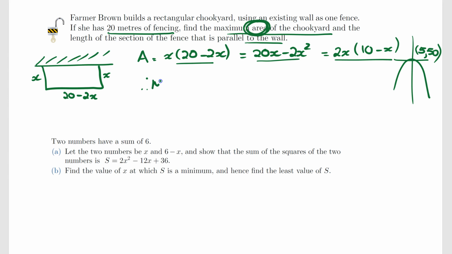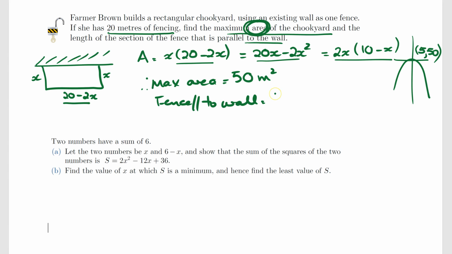So therefore, maximum area equals 50, and it occurs when x equals 5, and it's got units, so it's a real thing, 50 square metres. And the section of the fence parallel to the wall is going to be, on my diagram, 20 minus 2x, so that's 20 minus 10, so it's going to be 10 metres.